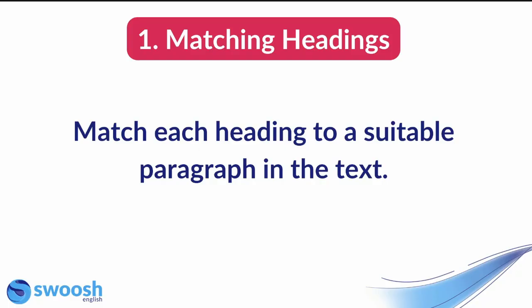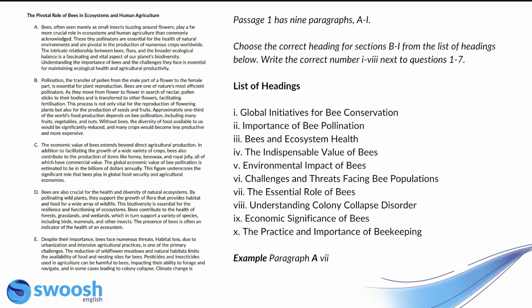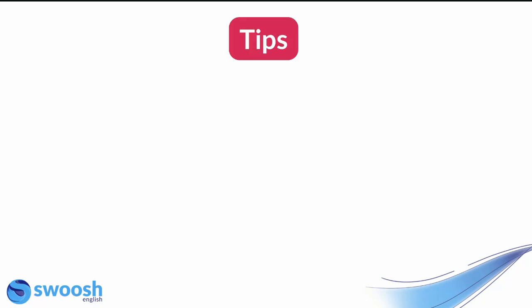Let's get started then with our first question type, which is matching headings. In this task, you're going to have a list of headings and you need to match them to a suitable paragraph in the text. Look at this example of a matching headings task. You'll see that our text is labelled with letters for each paragraph, and then we have our list of headings and we're going to match the appropriate heading with each paragraph. Now let's go over a few tips for completing this task effectively.